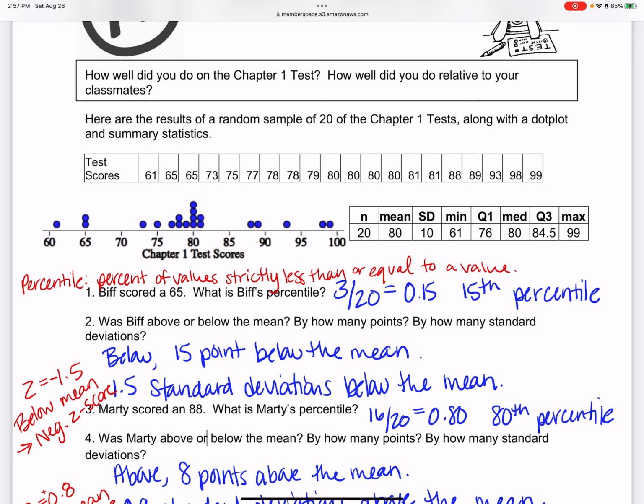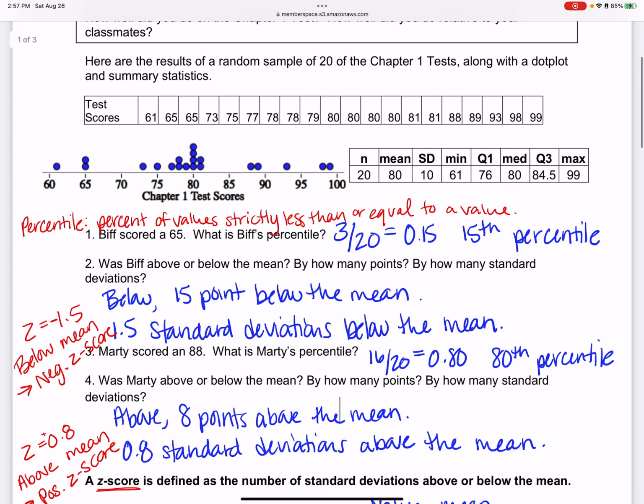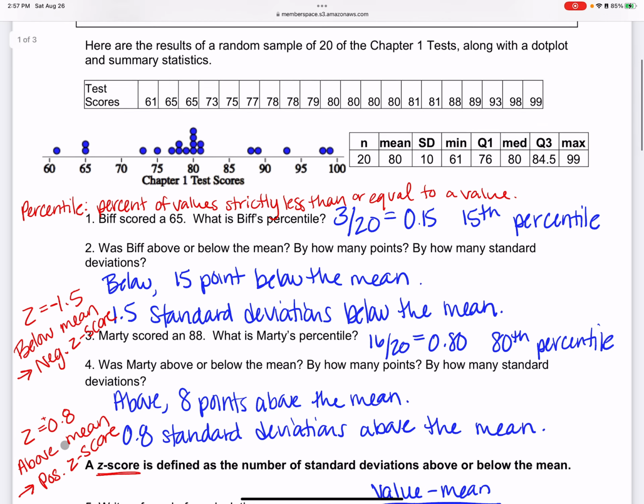He's above the mean by 8 points, because the mean, remember, is 80. So how many standard deviations is he above the mean? He's 8 points above. A standard deviation in this case is 10, so he's 8 over 10, or 0.8 above the mean. So my z-score is positive 0.8, because plus 0.8 means 0.8 standard deviations above the mean.